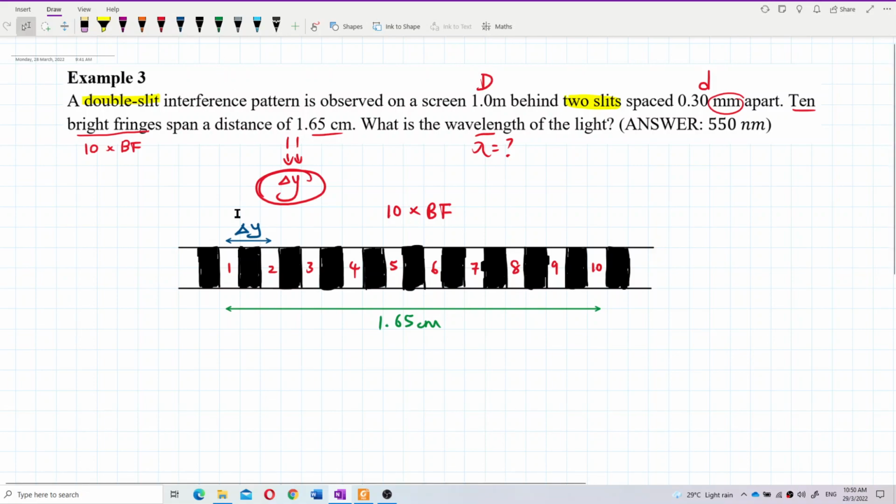So how many delta y are there in 1.65 centimeter? For 10 bright fringes, how many delta y? Let us check it out. This is considered 1, and then this one as 2. Let me draw it out.